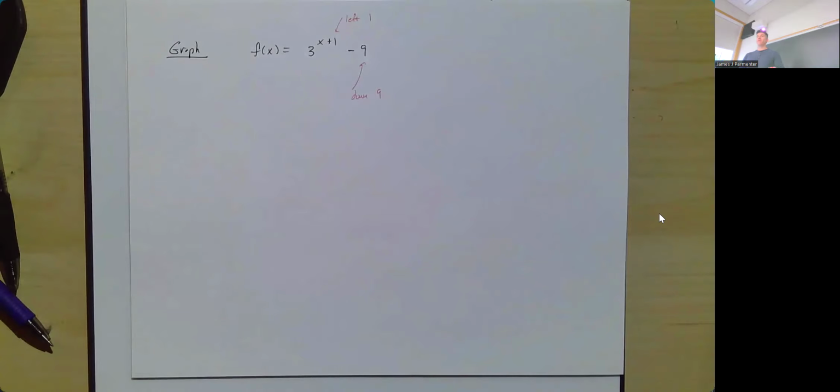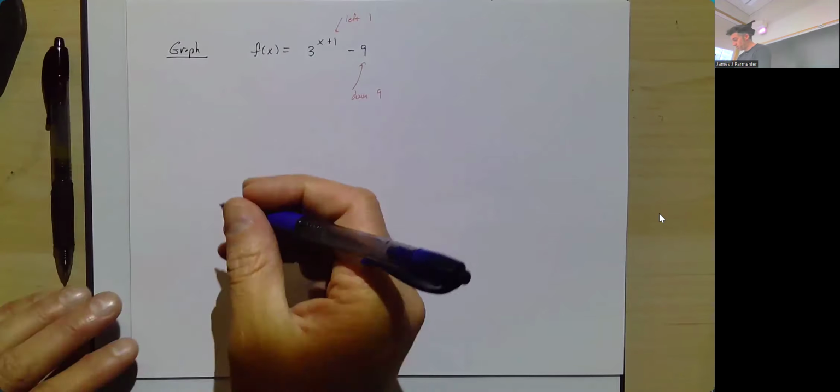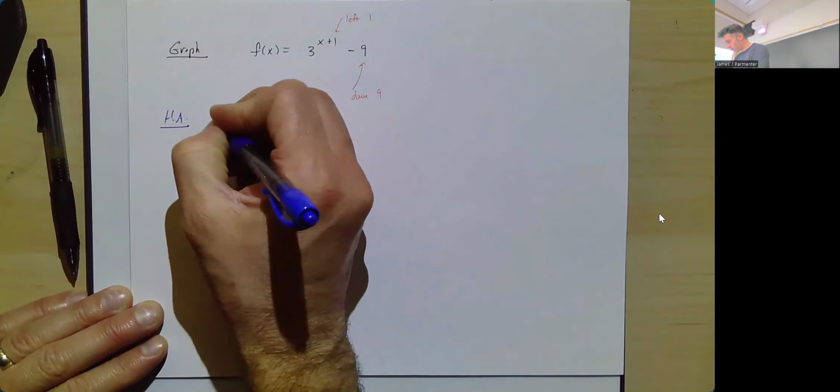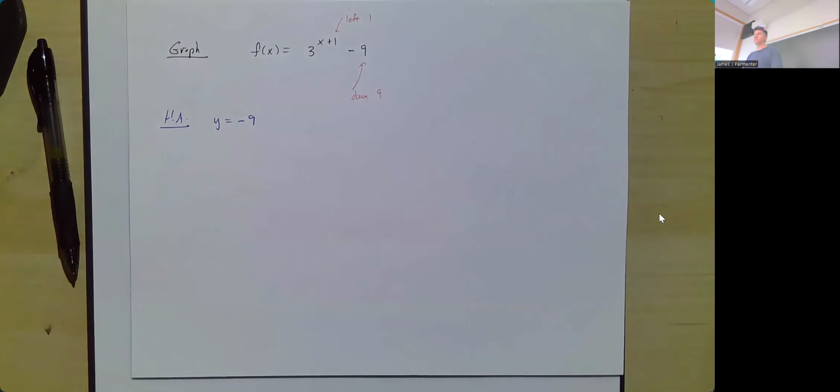For exponential functions, I don't really think that much about the left or the right shift. I just accommodate as I go. Whereas the vertical shift does matter more. The vertical shift in an exponential function is going to change where my horizontal asymptote would be. Normally, a regular basic exponential function would have a horizontal asymptote at y equals 0. This one's going to get shifted down by 9, so a new horizontal asymptote is going to be y equal to negative 9.